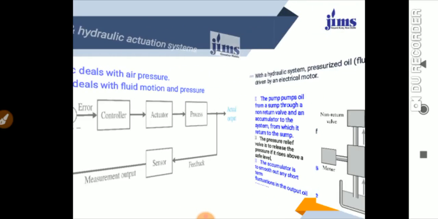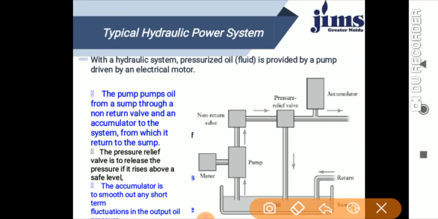Okay, a pump driven by an electrical motor. The pump pumps oil from a sump. Sump is the reservoir or the source. So the pump pumps the oil from the sump through a... you will see this diagram. This is the sump, this is the oil reservoir, and this is the pump.